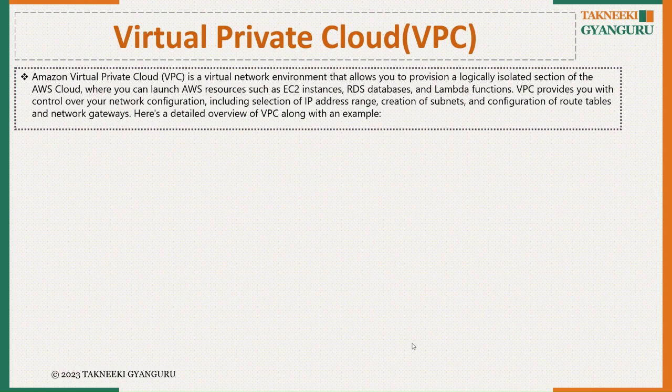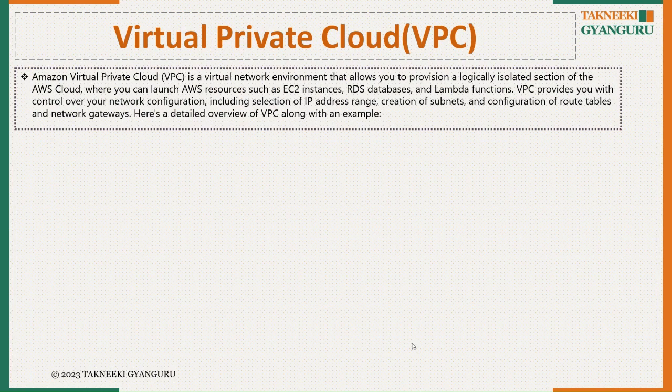In today's lesson, we will talk about Virtual Private Cloud (VPC). Amazon Virtual Private Cloud (VPC) is a virtual network environment that allows you to provision a logically isolated section of the AWS cloud, where you can launch AWS resources such as EC2 instances, RDS databases, and Lambda functions. VPC provides you with control over your network configuration, including selection of IP address range, creation of subnets, and configuration of route tables and network gateways.